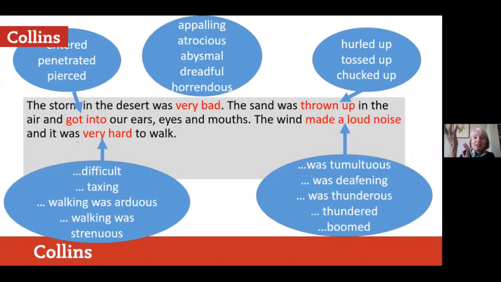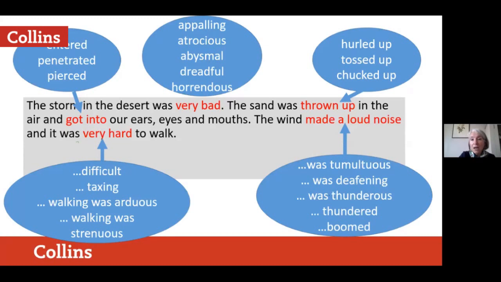Blown up is a fine alternative to thrown up, but it doesn't quite have the strength of hurled up or buffeted. Roared is okay as a synonym for made a loud noise. The wind roared. But what about thundering and booming and tumultuous? They're stronger. Terrible is a good synonym for very bad, but atrocious is much stronger in terms of its weight and its implication.